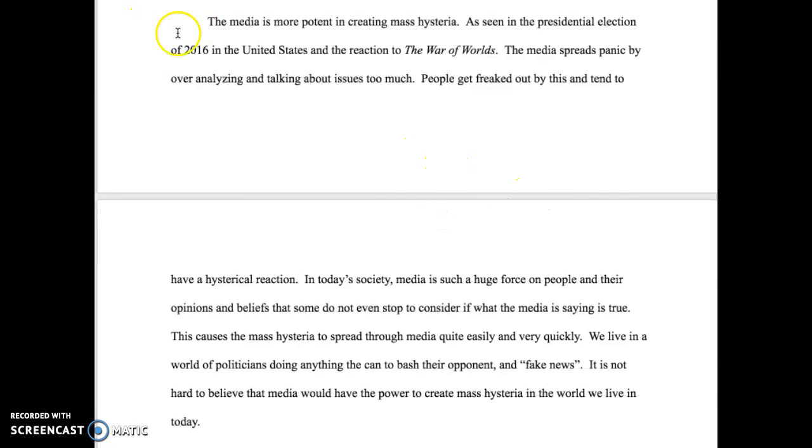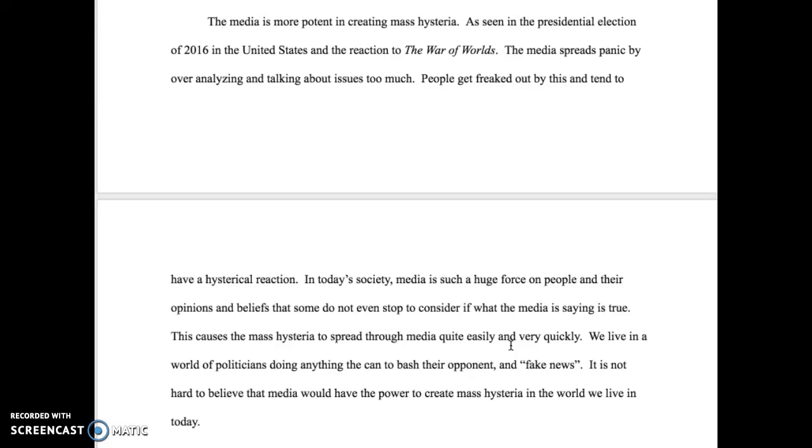So, moving on to your conclusion. The media is more potent in creating mass hysteria, repeating it, good. And then you explain the rest of it, which is recapping the paper, which is good. This causes mass hysteria to spread through media quite easily and very quickly. We live in a world of politicians doing anything they can to bash their opponent, and fake news. You got a misspelling. You're missing a word here.